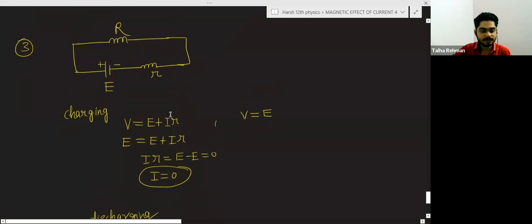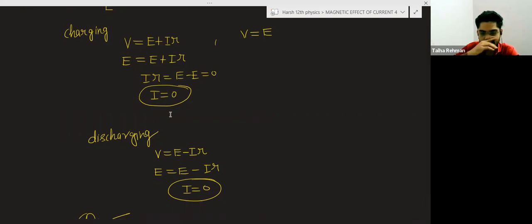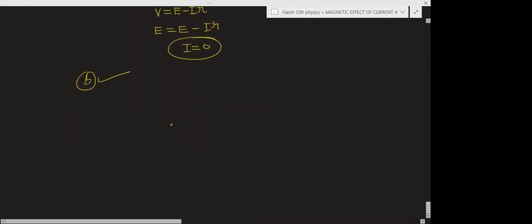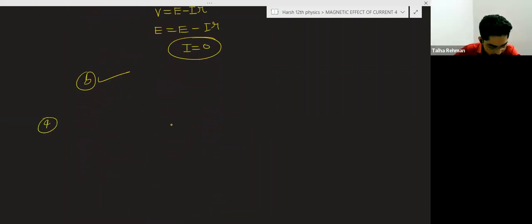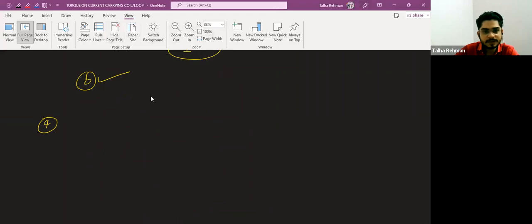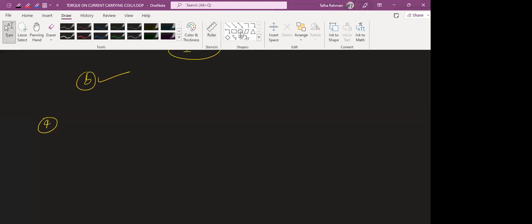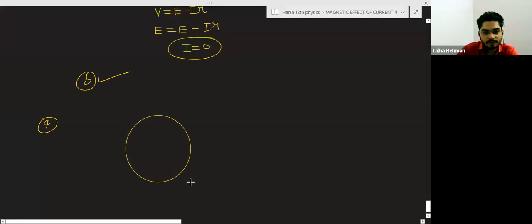And question number, this is question number 4, na? Four. So they are saying a circular coil of 100 turns and radius 10 centimeter carries a current of 20 ampere. What is the magnitude of the magnetic field at the center? Yes, it is mu 0 I by 2 r. Here, number of turns is given.